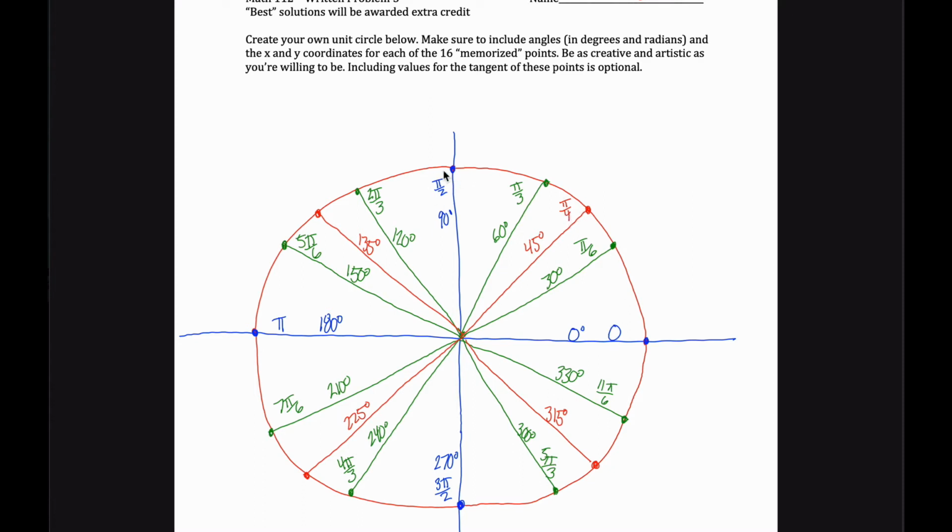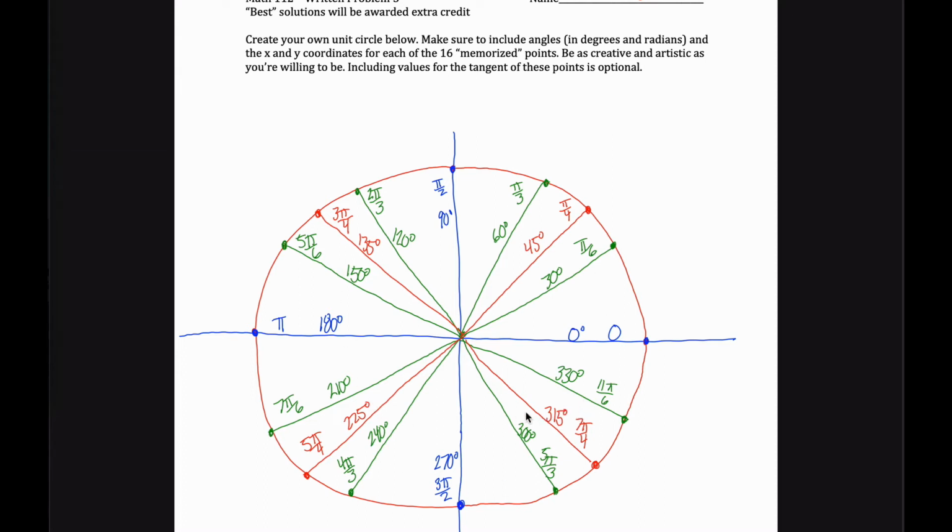Another one is 2 pi over 4, which I can reduce to pi over 2, and then 3 pi over 4, and then 4 pi over 4, 5 pi over 4, 6 pi over 4, which I can write as 3 pi over 2, 7 pi over 4, and then finally 8 pi over 4 would be 2 pi, and that's my check that I did everything right as I went around the circle. Okay, cool. I have all the angles in both degrees and radians.